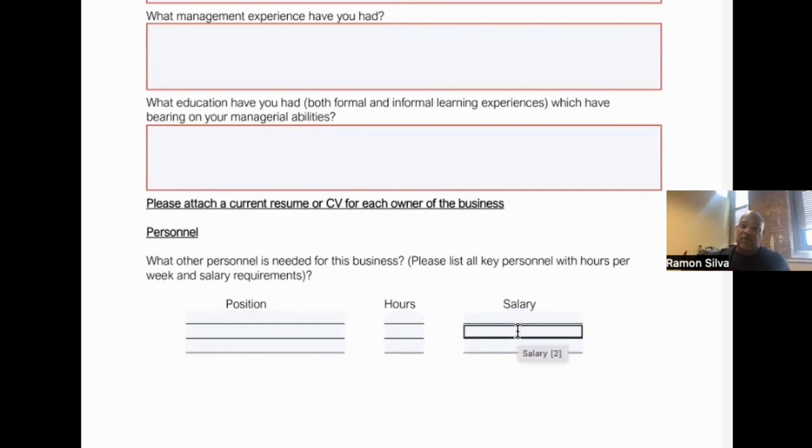Because that should be factored into the next part when we start to look at your business expenses.